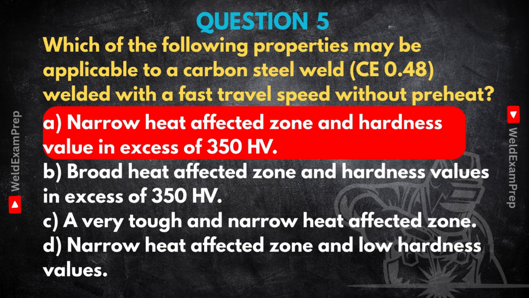That's why option B is wrong, fast travel means a narrow HAZ. C is wrong, high hardness means low toughness, not high. And D is wrong, high CE plus fast cooling equals high hardness, not low. It really shows how material science and procedure control are completely intertwined. You have to understand both.